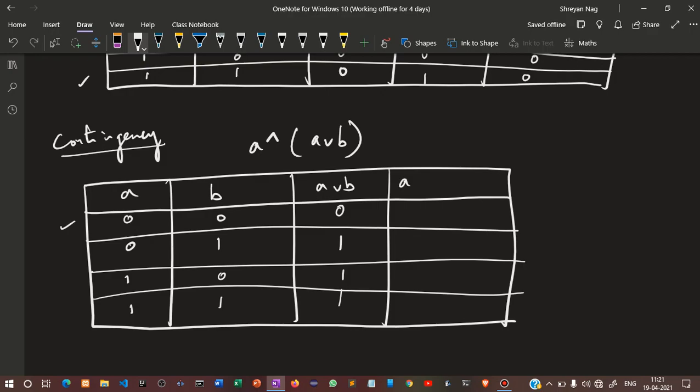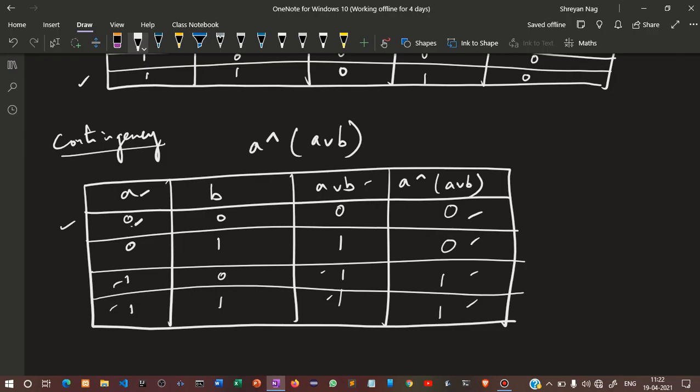And then we will do A conjunction with that column. So let us multiply between this and this one. 0 and 0: if both of them are true, then only the output is true, right? So 0 into 0 is 0, 0, 0, 1, 0 1, 1 1, and 1 1 1. Here you can see that the values are both 0 and 1. So this is called contingency.